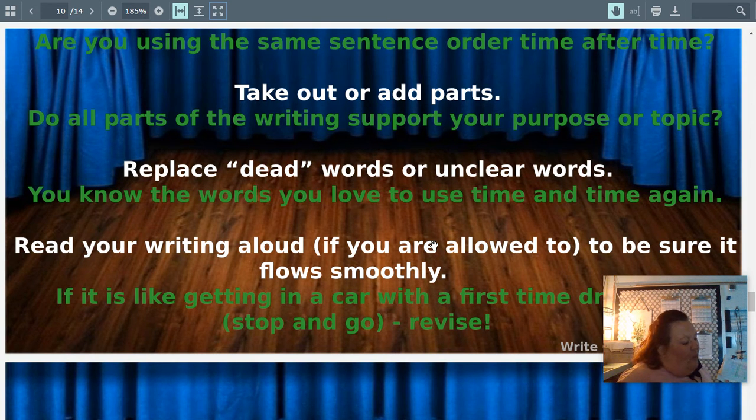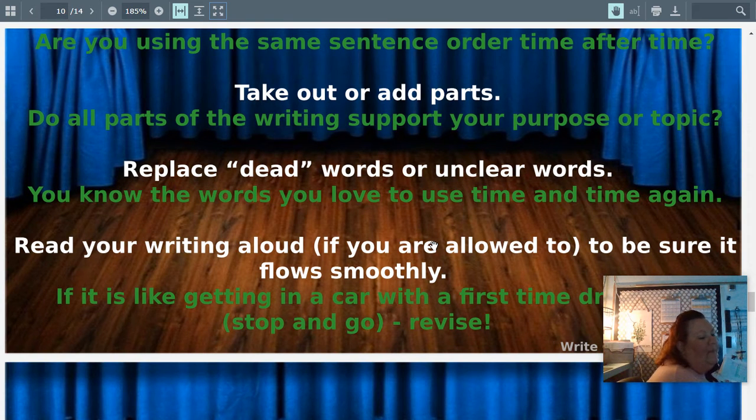All right, 28. What should you do, if allowed, to make sure your writing flows smoothly? It helps to read your writing out loud, okay? It helps to read your writing out loud because when you're reading it out loud, you may say or hear something that you wouldn't have if you just read it to yourself. Sometimes it's even better to read it to someone so that they can hear what you're saying. You can fix errors that way.